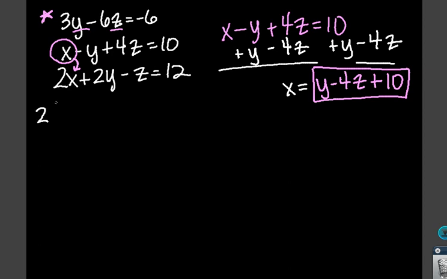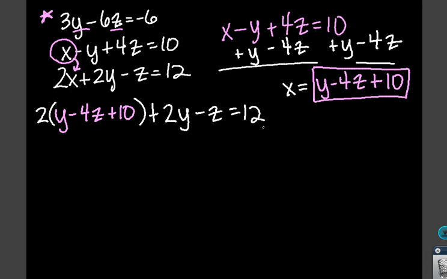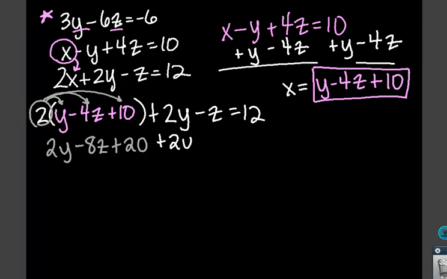So we're going to have 2 times x, which is the expression y minus 4z plus 10, plus 2y minus z equals 12. Now let's simplify. So we're going to distribute this 2 to all three terms. What do we get when we distribute the 2? 2y minus 8z plus 20 plus 2y minus z equals 12.